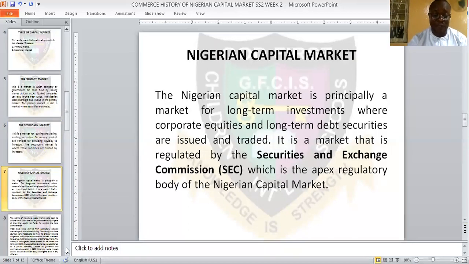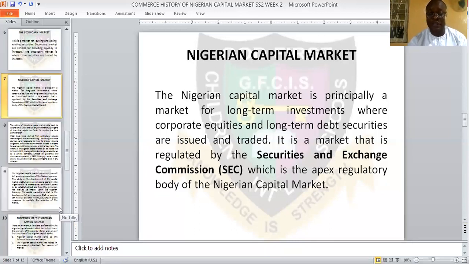Let us look at the Nigerian capital market. The Nigerian capital market is a market for long-term investment. You can buy shares, stocks, and bonds for a long period of time, it could be 1 year, 2 years, even 5 years, 10 years or 20 years. So that's the Nigerian capital market. It is where corporate equities and long-term debt securities are issued and traded.